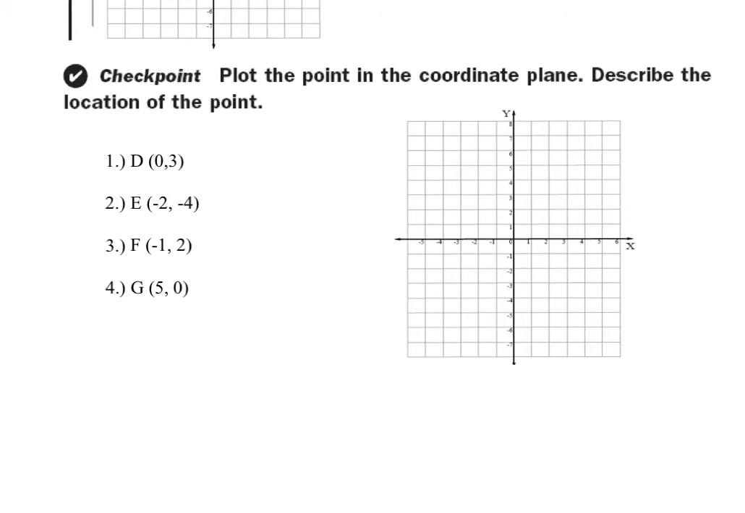Now I want you to pause the video and try to do 1, 2, 3, and 4. Try to plot each of those points in the coordinate plane that they gave you. Make sure you label which one is D, E, F, and G. And then also try to describe the location. Say what quadrant it's in or what axes it's on.